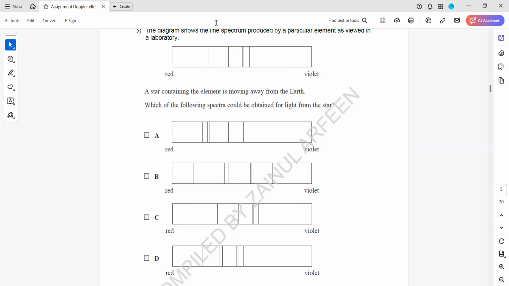Why not A? The pattern will not change. The pattern remained the same, only the whole pattern shifted towards the longer side as it is moving. It will shift towards the right. But what is the problem with option A? They flip the position. That's why it's totally wrong. Why is B wrong? Because all of them have spread away. It will shift either towards red or violet, but it cannot be that one moves towards red and one moves towards violet. It cannot happen. Either it is moving towards or away.